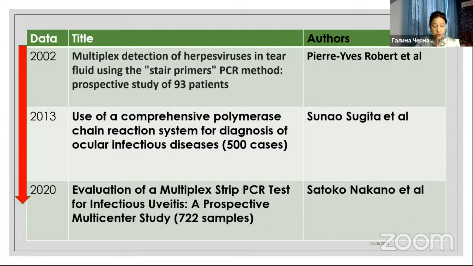Robert et al. in 2002 published the results of the first successful attempt of multiplex PCR use in corneal inflammation. After that, many authors from different countries started exploration of PCR possibilities in herpetic keratitis, keratouveitis, and endotheliitis. The most representative I found for this presentation were Sugita 2013 and Nakano 2020.